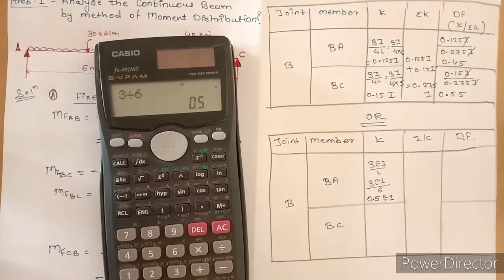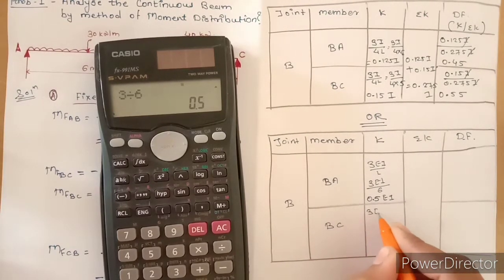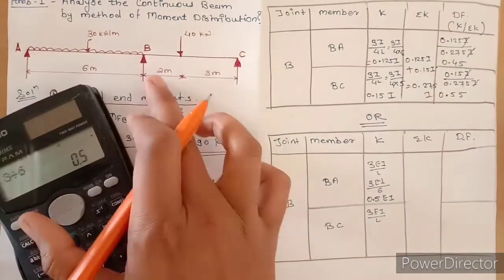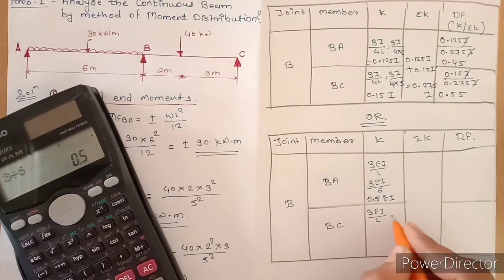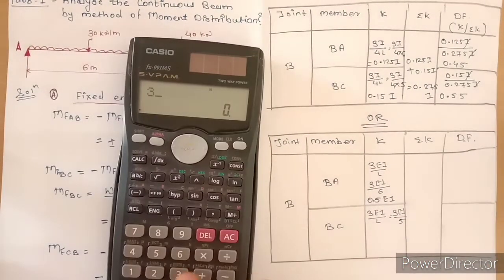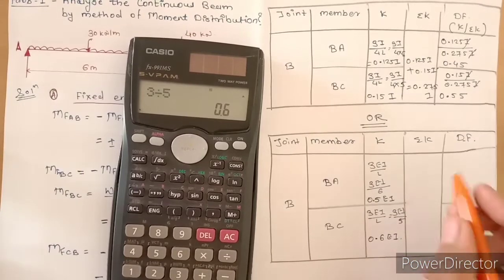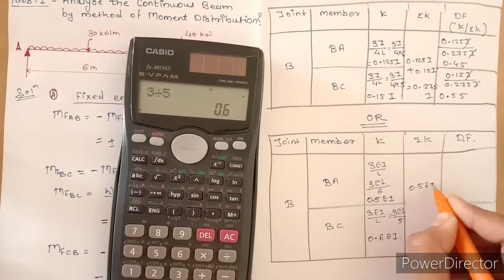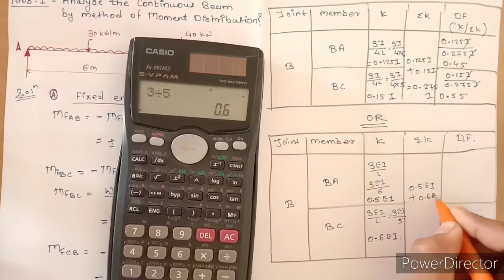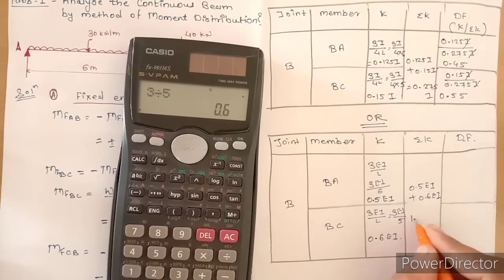Next for BC, the same formula: 3EI divided by L. For the BC member our length is 5 meters. So 3EI divided by 5, and 3 divided by 5 is 0.6 EI. Next, the summation of K is 0.5 EI plus 0.6 EI. So the answer is 1.1 EI.